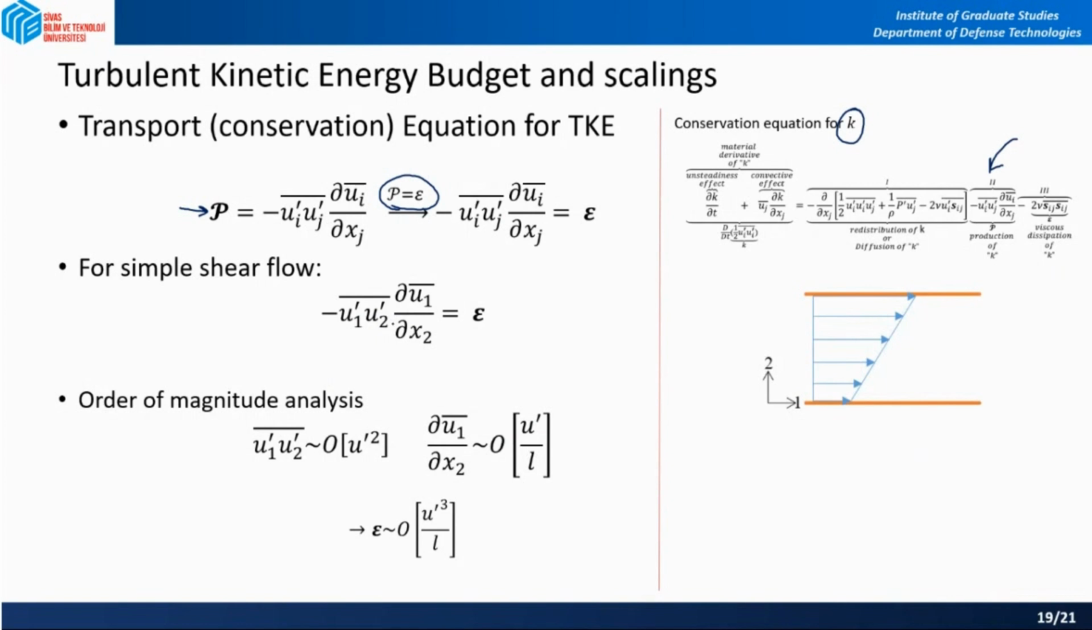And then you have to do an order of magnitude analysis. If you do an order of magnitude analysis, it means that these two fluctuations are in the order of u prime squared. The dU over dx, as we said, for all of those free shear flows, dU bar is in the order of u prime, dx is in the order of some length, right? So you can see that your epsilon is in the order of u prime cubed over L.